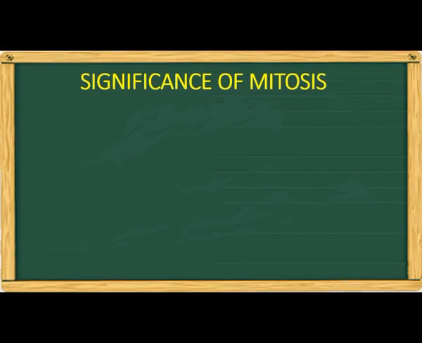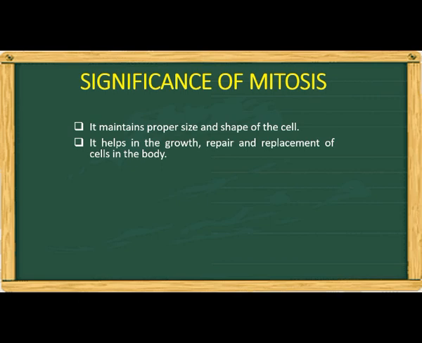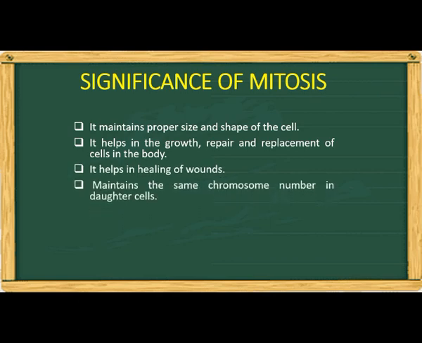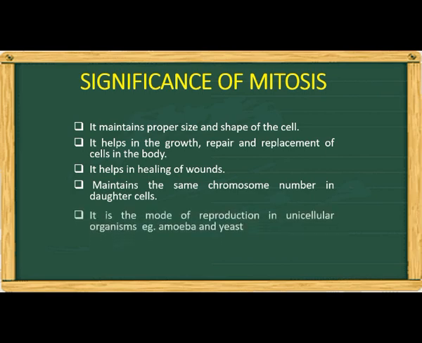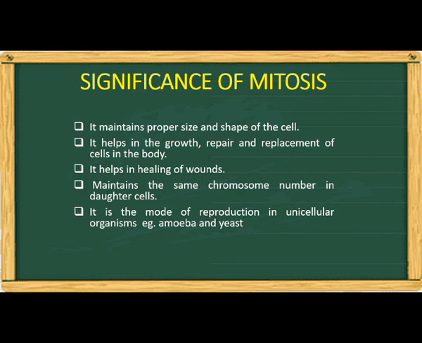What is the significance of mitosis? So mitosis maintains proper size and shape of the cell. It helps in the growth, repair and replacement of the cells in our body. It helps in healing of wounds. It maintains the same chromosome number in the daughter cells, and it is the mode of reproduction in unicellular organisms such as amoeba and yeast.